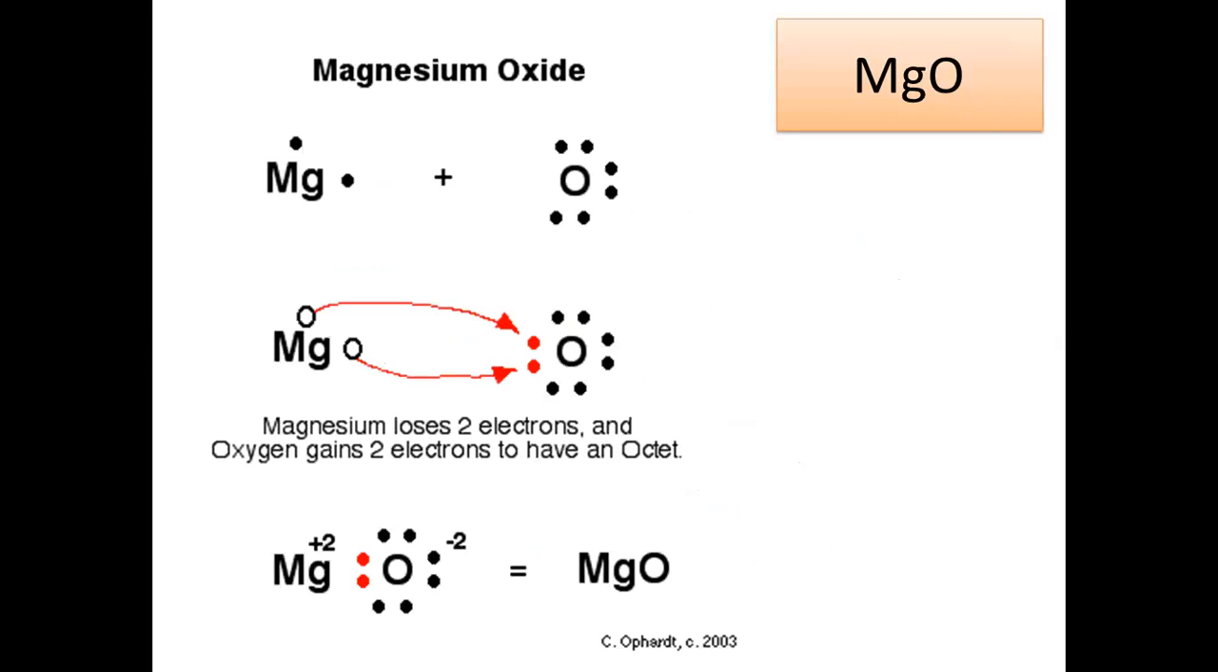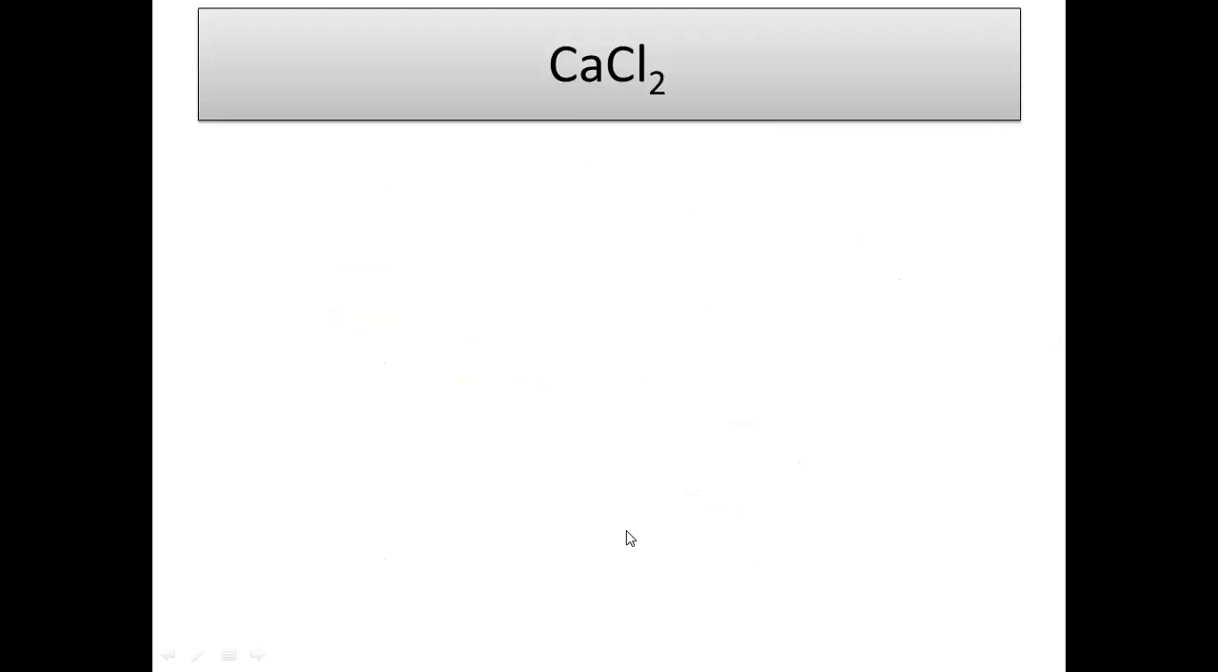Similarly, with magnesium oxide, again, magnesium has 2 electrons in the outermost shell, and oxygen has 6 electrons. 2 electrons are required. 2 electrons move to the oxygen. That's why magnesium becomes electropositive 2 plus, and oxygen becomes electronegative 2 minus. And this is the ionic bond in magnesium oxide.